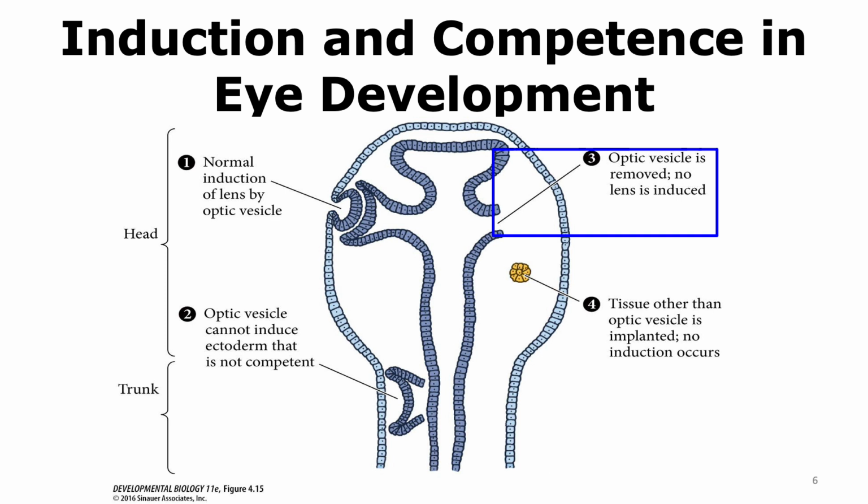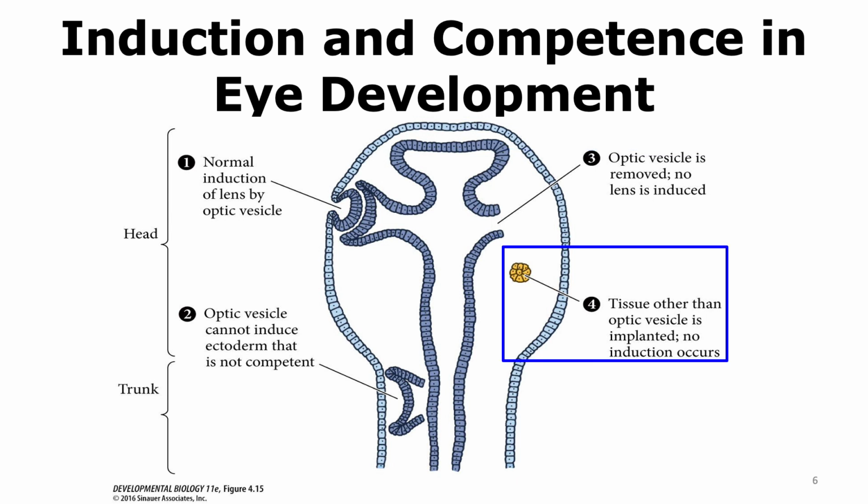Now let us look at a scenario where the optic vesicle is removed. If the optic vesicle is removed, we do not observe lens formation in the surface ectoderm present in the head. What this tells us is we need the optic vesicle and the inducers that it produces for lens formation to happen. So the lack of inducers does not allow the process of induction to occur.